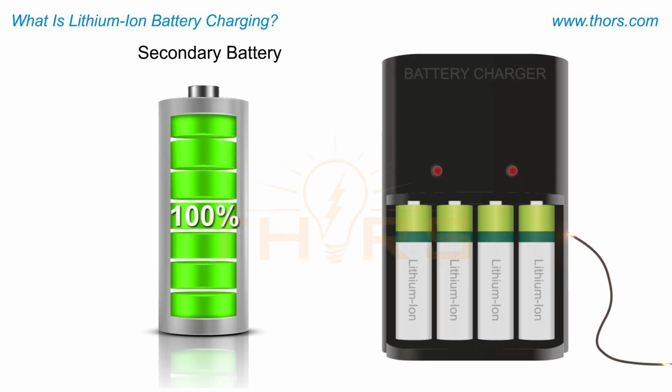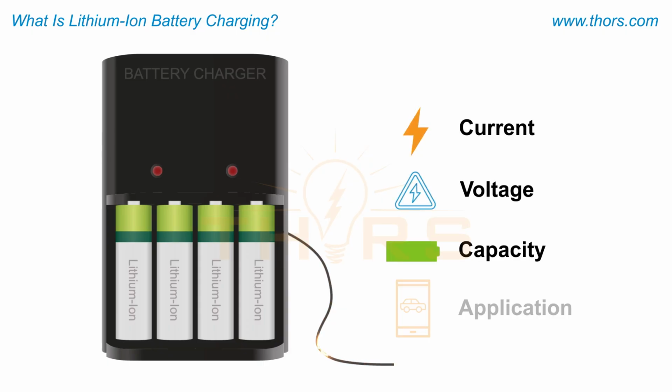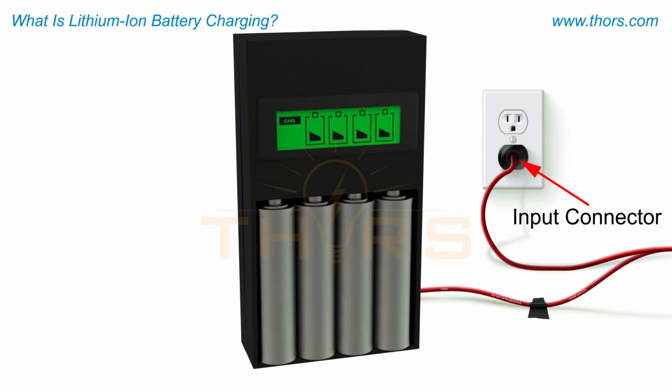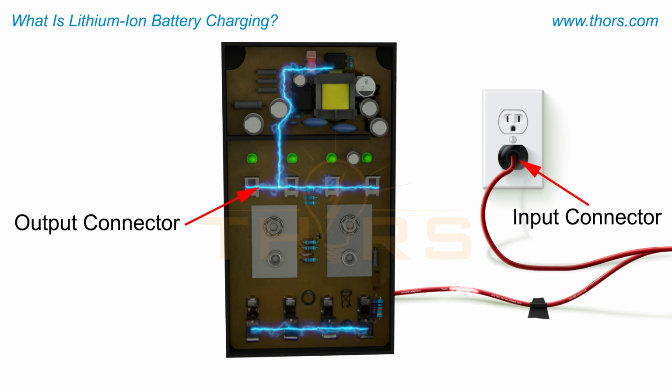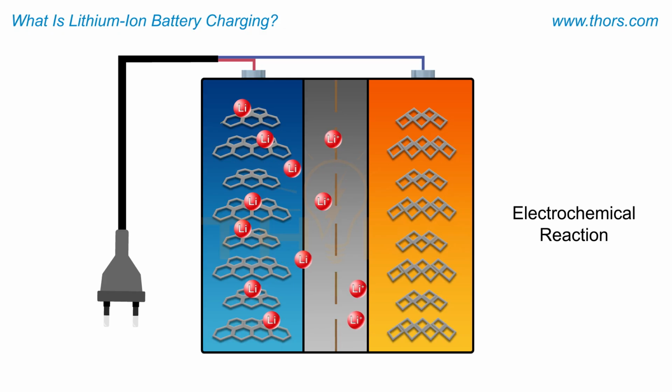The battery charger for a specific battery is selected based on the current, voltage, capacity, and application of a battery. For the charging process to begin, the input connector of the battery charger is connected to a power source, and the output connector is connected to the battery. The battery charger obtains alternating current, or AC, from the power source and converts it into direct current, or DC, which is supplied to the battery. The DC flowing into the battery triggers an electrochemical reaction inside each battery cell, causing the battery cells to charge.